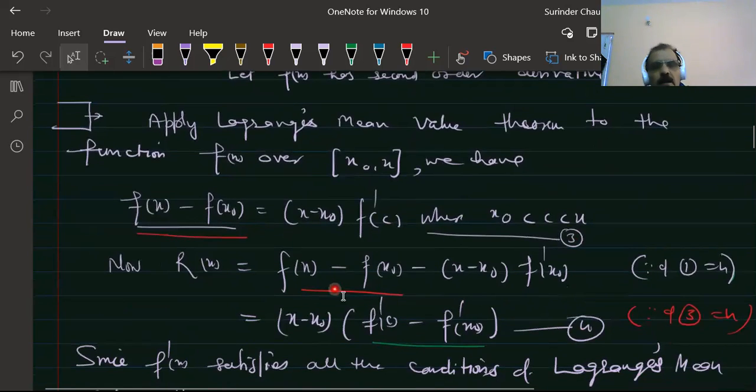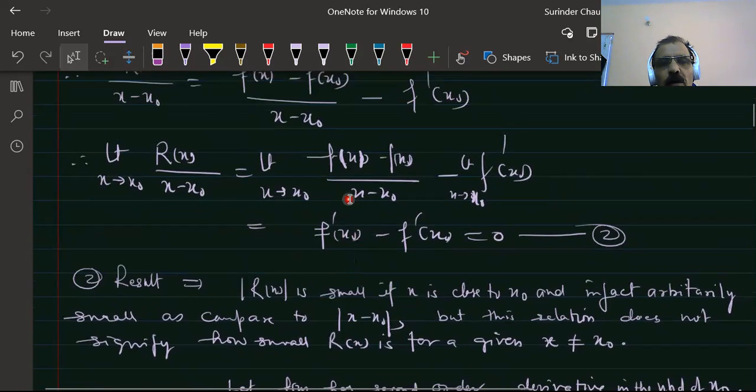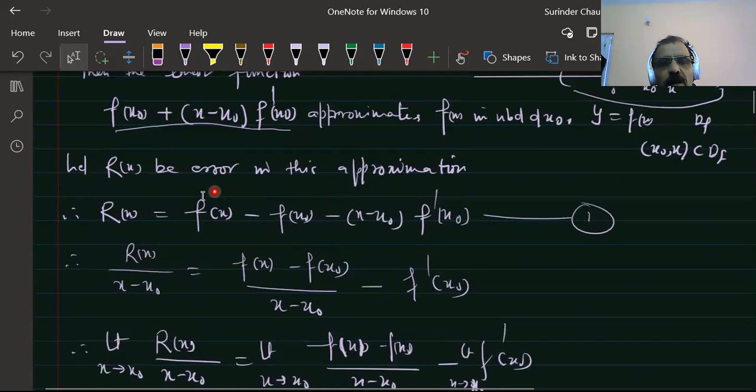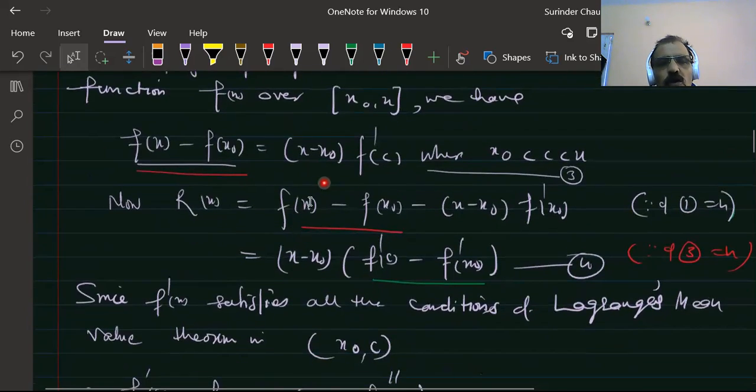Now, what will the error term become? We'll substitute the value of f(x) minus f(x naught) here into the error term. So if we substitute the value here, we get R(x) equal to (x minus x naught) times (f dash(c) minus f dash(x naught)), since x minus x naught is common.